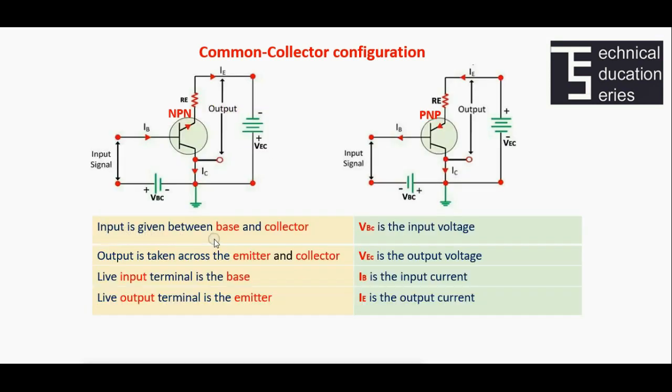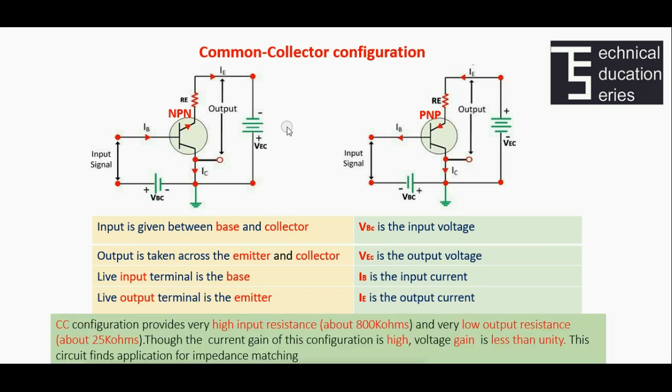Here input is given between base and collector, so that VBC is the input voltage, and the output is taken across the emitter and collector, so that VEC is the output voltage, and the live input terminal is base, hence IB is the input current, live output terminal is the emitter, and IE is the output current.